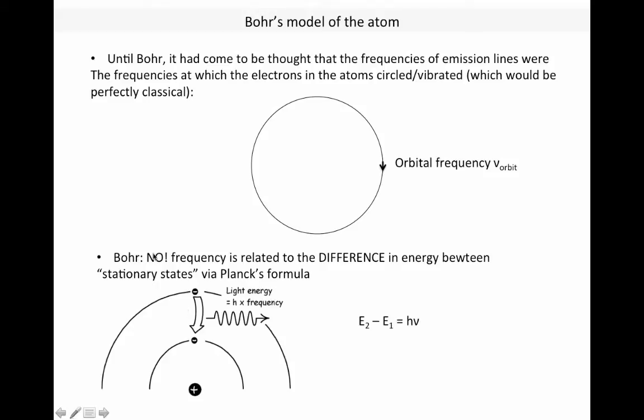But Bohr's model of the atom says no. The frequency of the emitted light is not related to the orbital frequency, but it is related to the difference in energy between the two orbits the electron is transitioning between. So the frequency has to do with not just a single orbit, but with the difference in energy between two orbits. If the electron in the upper orbit has an energy E2, and the electron in the lower orbit has energy E1, then E2 minus E1, the difference in energy between these two orbits, is equal to Planck's constant times the frequency of light emitted.